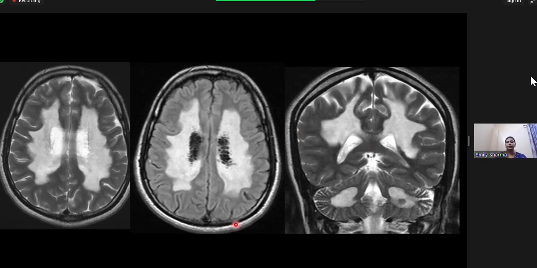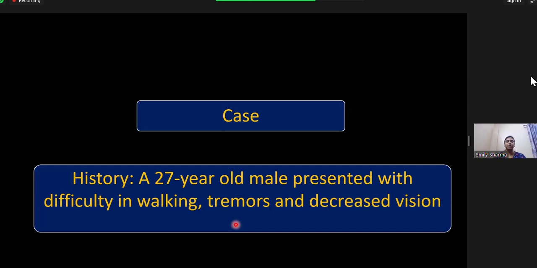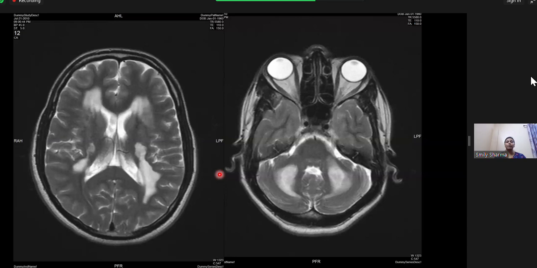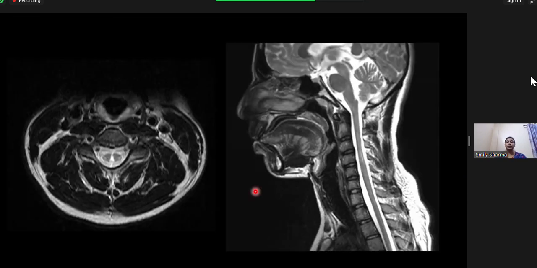So here we are seeing some very characteristic features in a patient with difficulty in walking, tremors. We are seeing periventricular hyperintensities. Apart from that, we are seeing the cerebellar white matter involvement, MCP involvement, and a very characteristic feature of involvement in the spinal cord. Yes, very good. So it is a case of LBSL.